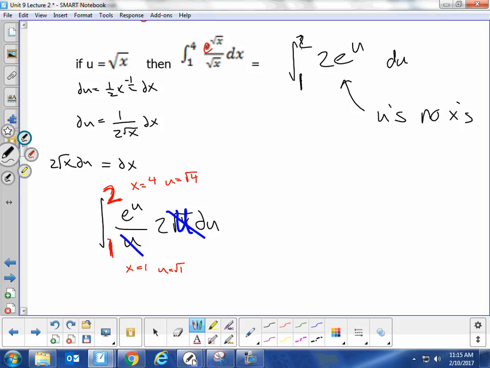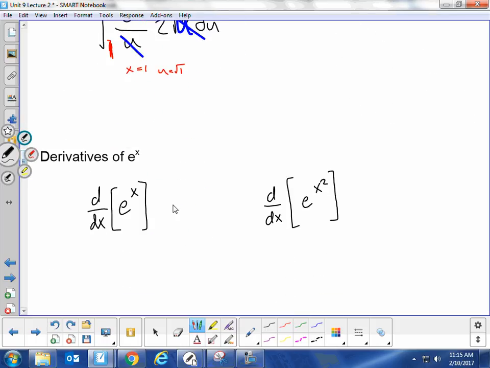Okay? Well, now, that brings us to the next question. Could we evaluate this? Do we know the antiderivative of 2e to the u? Or think about it as the antiderivative of 2e to the x. Who can tell me what the antiderivative of e to the x is? E to the x. Let's remember that the derivative of e to the x is a perfect segue, is e to the x.